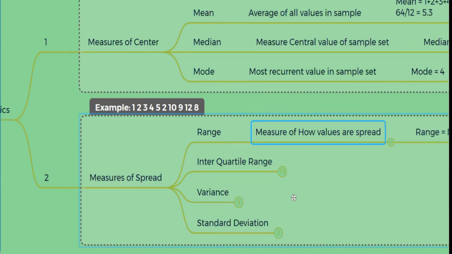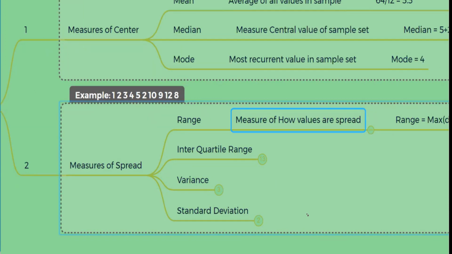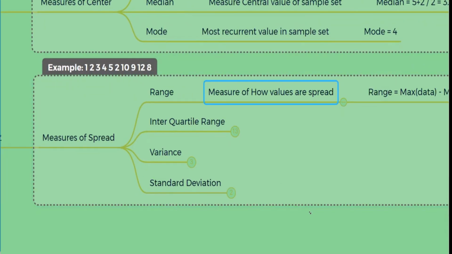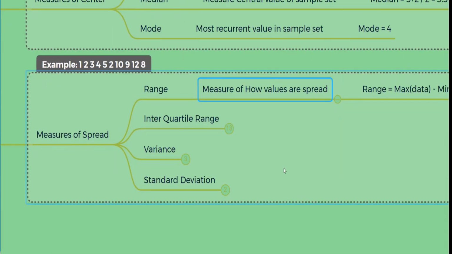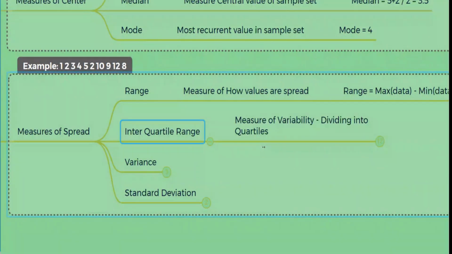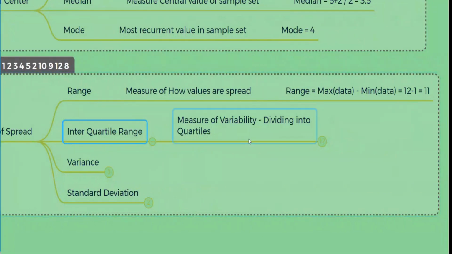Then we have the interquartile range. Before understanding the interquartile range, we should understand what a quartile is. A quartile is a measure of variability, dividing the data into quartiles.